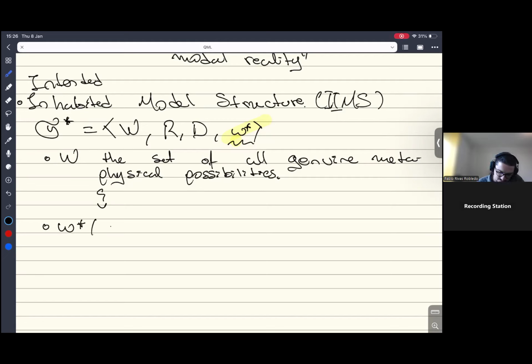There are ways of coding this or representing this differently, but basically this is an element of W, which is supposed to represent this present reality, the one in which we are sharing right now.